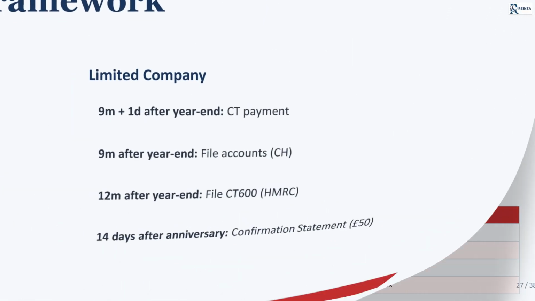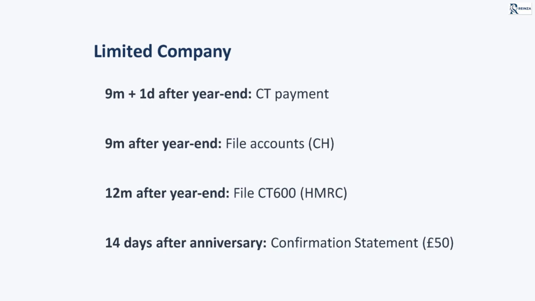For limited companies, deadlines are calculated from your financial year end. 9 months and 1 day after your year end, your corporation tax payment is due. 9 months after your year end, your accounts must be filed with Companies House. 12 months after your year end, your CT 600 return must be filed with HMRC. And, within 14 days of your company's anniversary date, you must file a confirmation statement with Companies House, which costs £50.